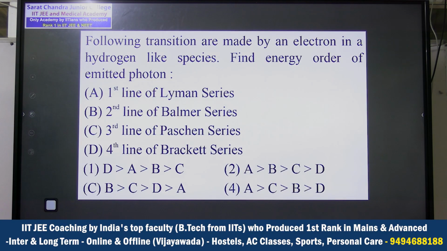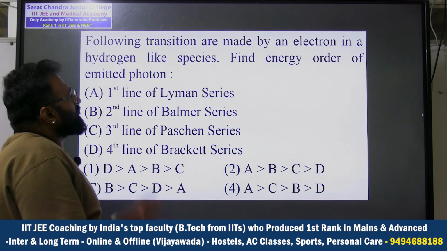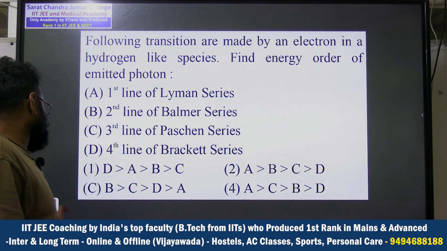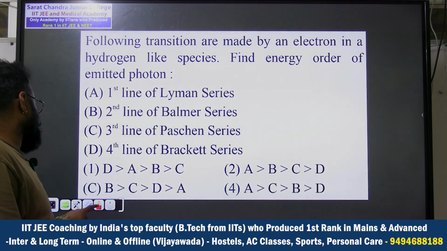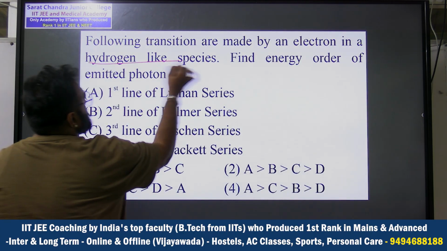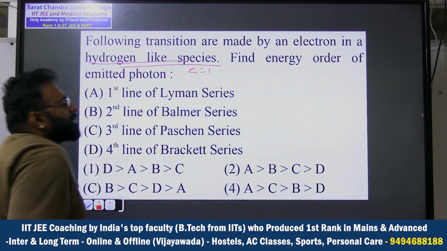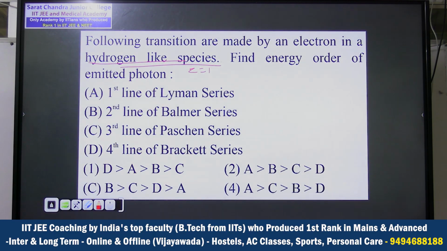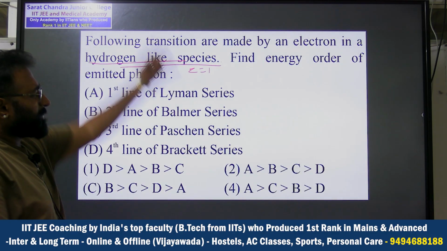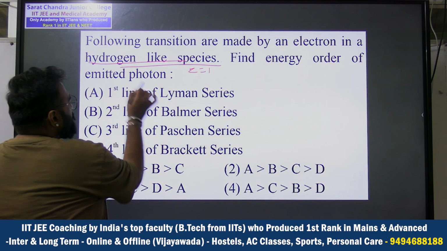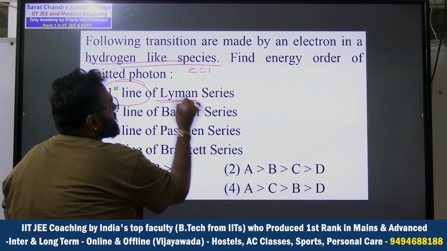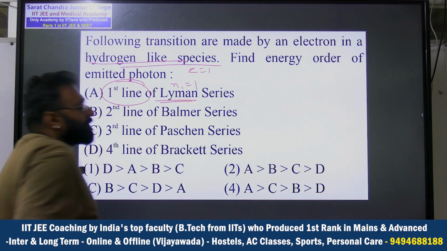The question is about a transition made by an electron in a hydrogen-like species. The question is saying we have a hydrogen-like species, so we will consider Z as 1. Find the energy order of the emitted photon. Now this is from atomic structure, a simple question. First line of the Lyman series. Lyman series is n1 equal to 1.